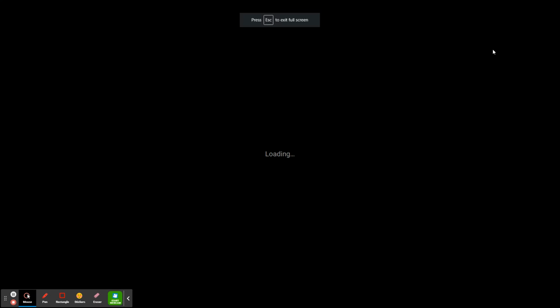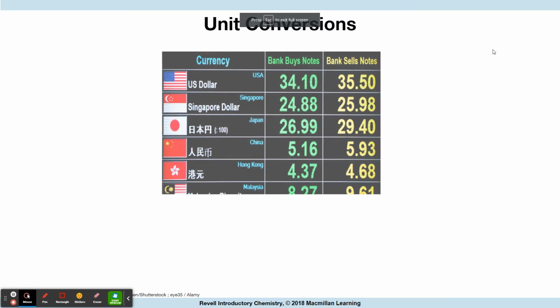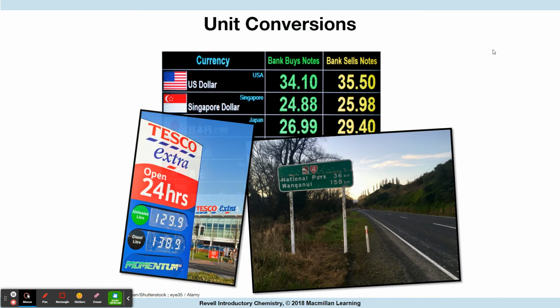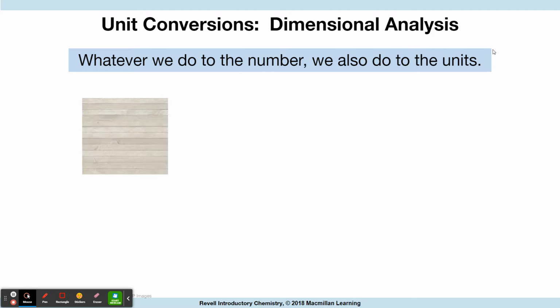So here's another example of some unit conversions. And you can convert anything. As long as you're given the conversion, you could do it with any number.